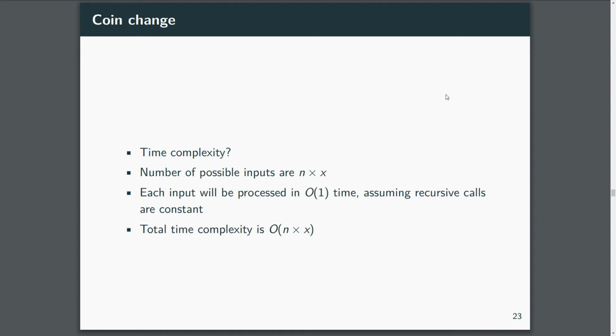So time complexity here, we have n times x possible inputs. And we're only taking the minimum and doing one addition. So this is all constant time. So the total time complexity is just O of n times x.